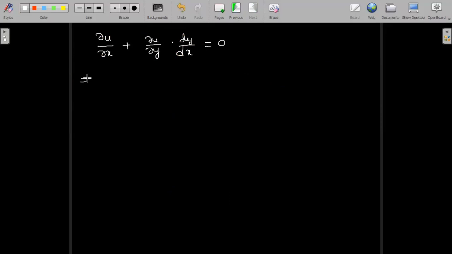So what is dy by dx from this? Dy by dx, one of the slopes we are representing, is nothing but minus dou u by dou x divided by dou u by dou y. And say this is equal to m1, one of the slopes. Dy by dx represents the slope for us now. So one of the slopes we have written as m1.